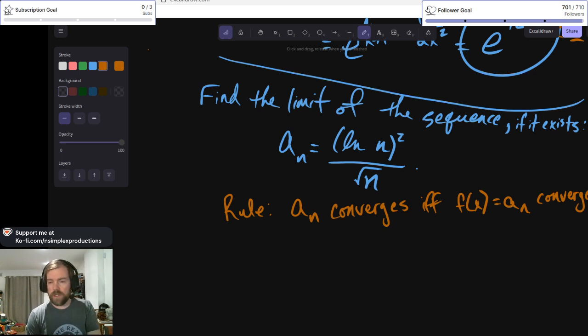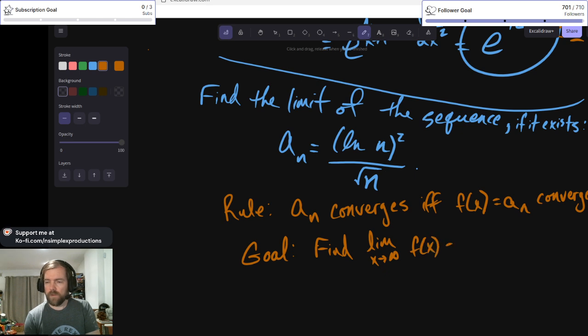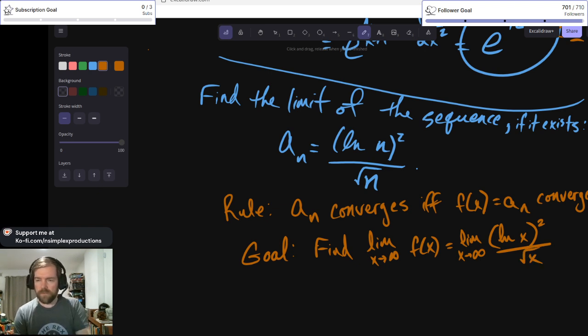So the practical upshot here is that our goal is to find the limit as x goes to positive infinity of f of x, which equals the limit as x goes to infinity of (natural log x) squared over root x, equals L.